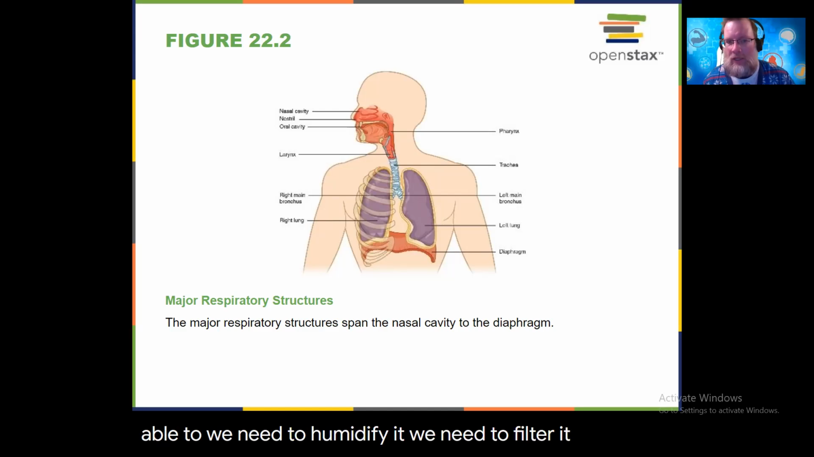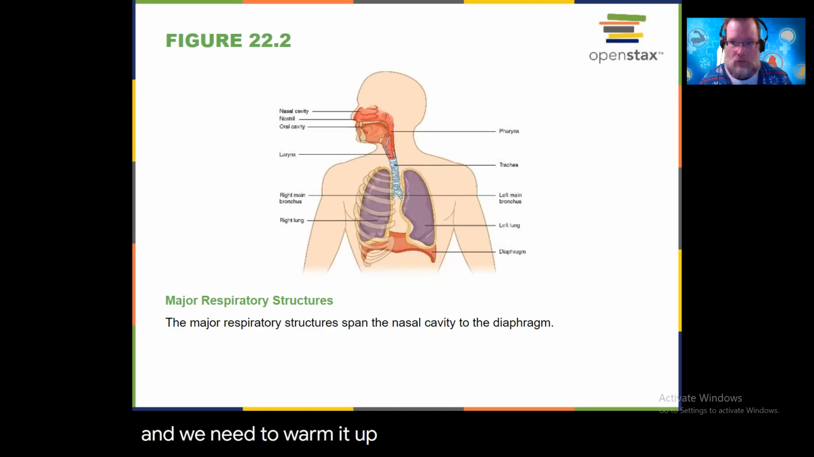We need to filter it or clean it, and we need to warm it up a little bit because the inside is 98.6. Out here is usually lower than that. So part of bringing air in through the nasal cavity and the sinuses is basically allowing the air to warm up a little bit before it does hit the lungs.